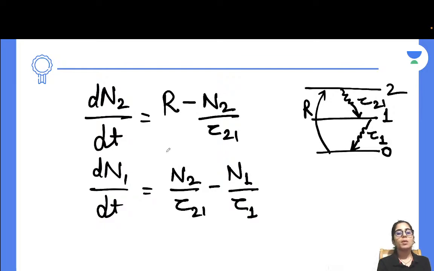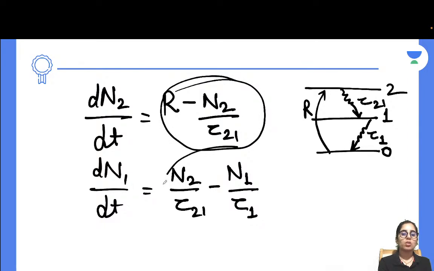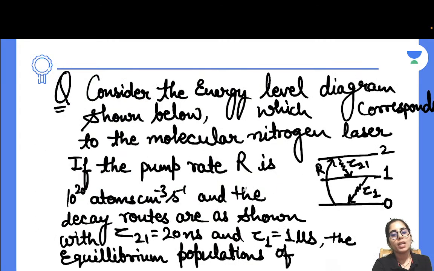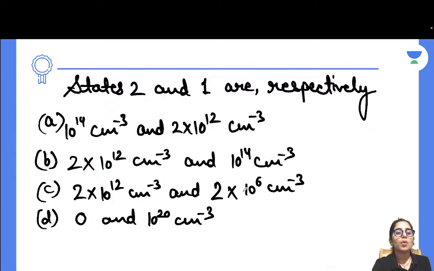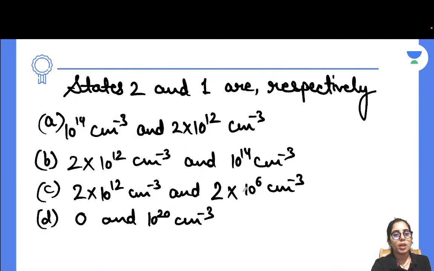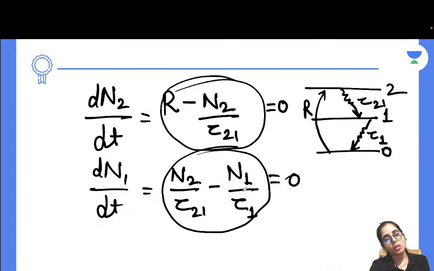If this is in equilibrium, these two values will be equal to each other, and at equilibrium the change will be 0, this will be 0 as well. So can you find the value of n2 with the first condition? Because you have R and tau 21, but you don't have n2. You want to find the number of atoms in the different states or levels. With the first condition you will get n2, and after finding n2 you can easily find n1, because you will have everything.